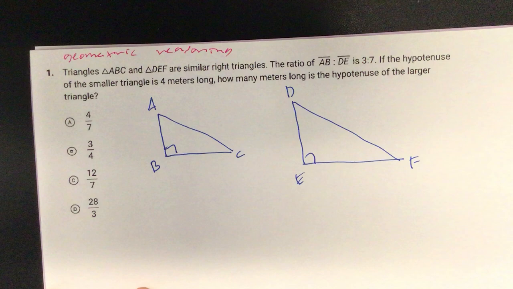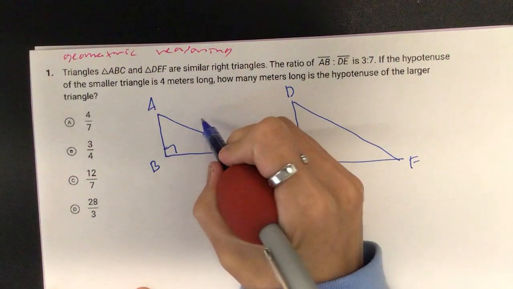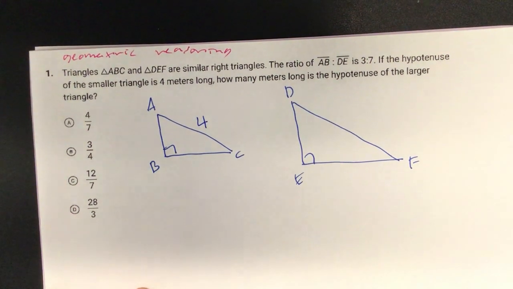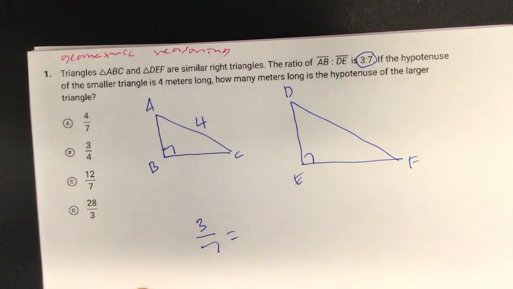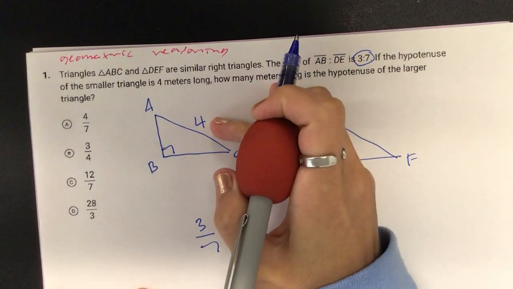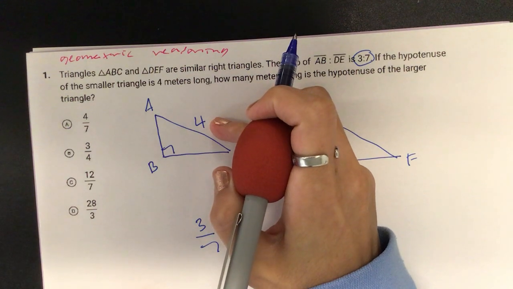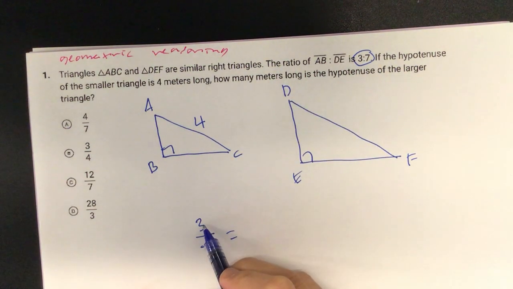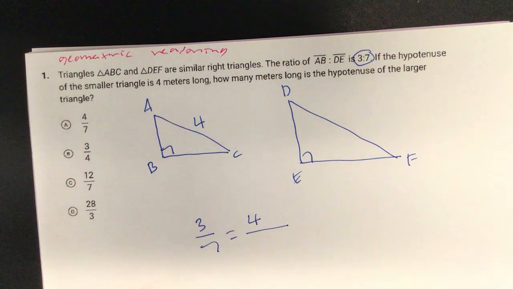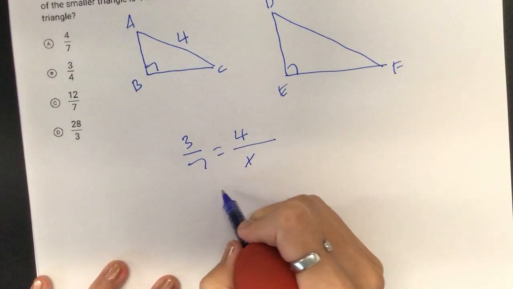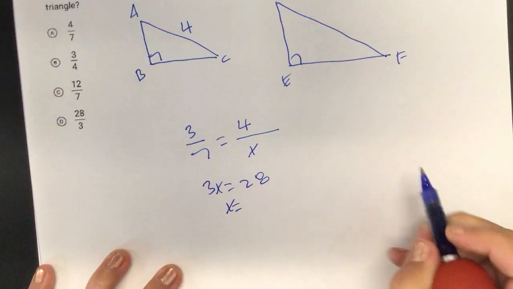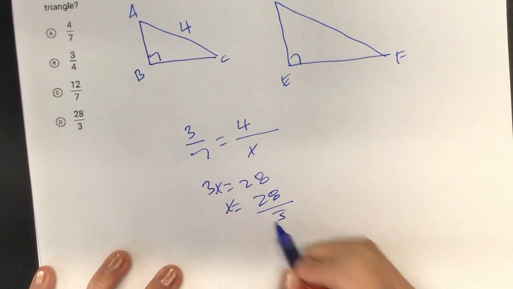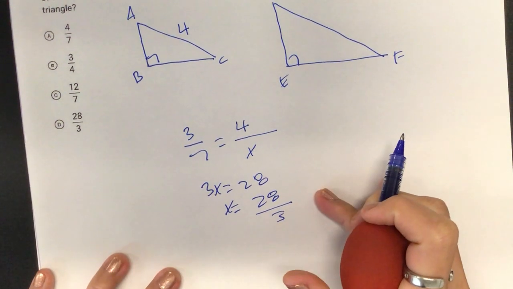And then they said the smaller triangle has a hypotenuse of 4. And I know my ratio is 3 to 7, so I'm going to write 3 over 7. Is my value of 4 part of my small or big triangle? Small. 3 is a small number. I'm going to put that right here. So that means my variable x is going to be on the bottom. And if I cross multiply, we have 3x is 28. X then must be 28 over what? 3.